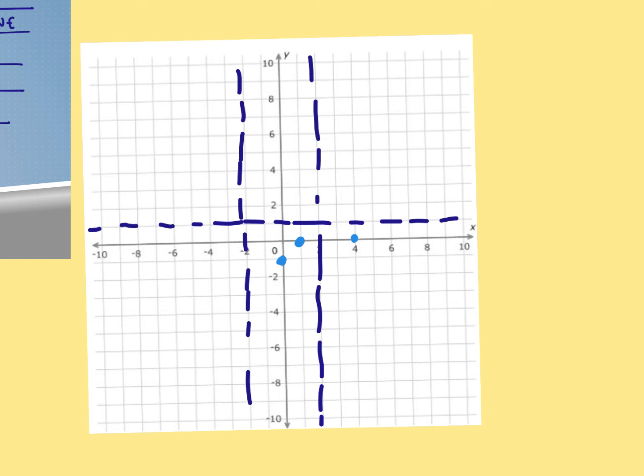So I know the bottom right is going to go like this because it's not going to cross through my horizontal asymptote, and I already have 1 point there. So if I think it's going to go up in the top left corner, then I'm going to plot something in from back over here.